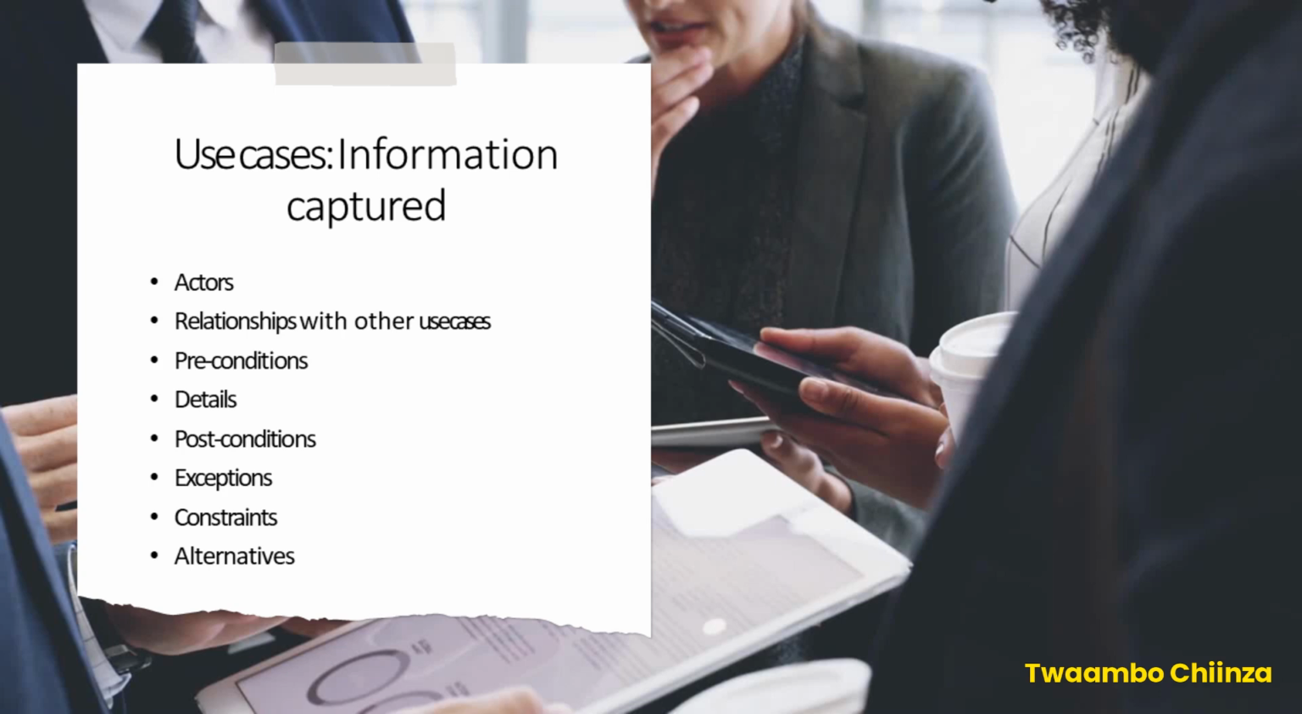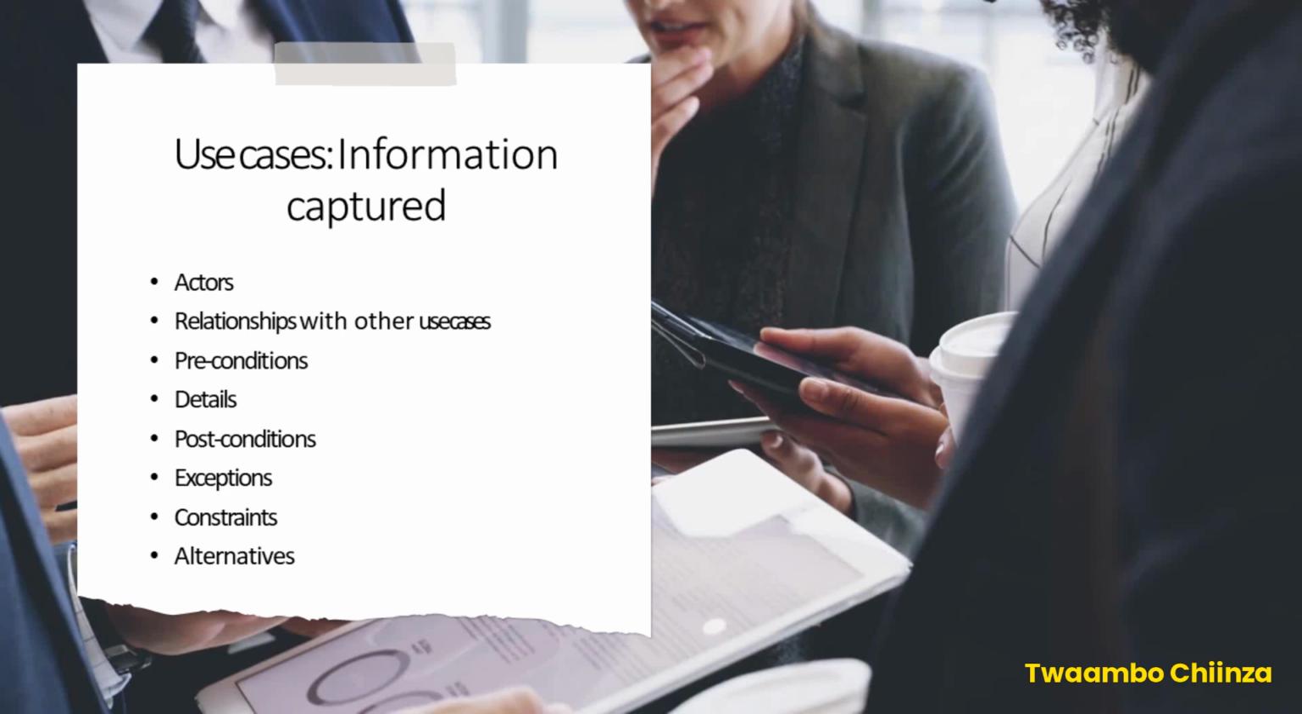Actors represent the users or other systems that interact with the system being modeled. These could be human users, external systems, or devices that communicate with the system. Relationships describe how actors and use cases are connected. For example, a customer might be related to a use case for placing an order, while an administrator might manage system configurations. Preconditions specify the state of the system or the environment that must be true before a use case can be executed. For instance, a user must be logged in before accessing their profile.